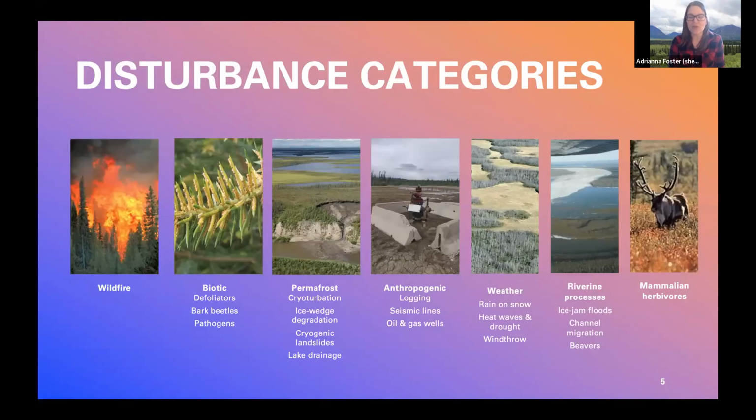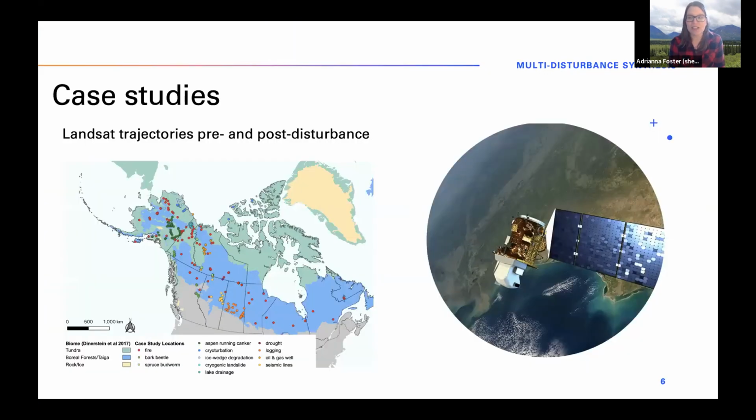We have this large range of disturbances that we investigated, including fire, biotic disturbances, permafrost and hydrology related disturbances, and anthropogenic. We also included weather, riverine processes, as well as mammalian herbivore activity. As I mentioned, for many of these disturbance types, we looked at case studies investigating Landsat-derived vegetation greenness and wetness before and following the disturbance to analyze the intensity, the timescale of the disturbance, and potential recovery following that disturbance. These case study locations were derived from either field locations from within our own group, or the Alaskan and Canadian Forest Service aerial survey polygons, as well as some other polygon sources.